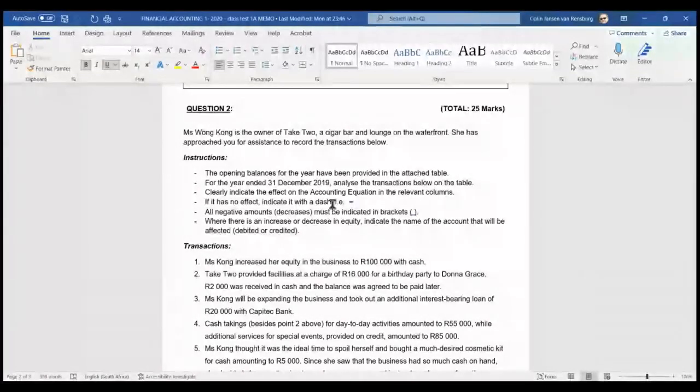Sometimes even those dashes might count for marks, so that we as lecturers and we as moderators can see that you understand that that transaction did not have an effect on that particular item, right? So that is also important.